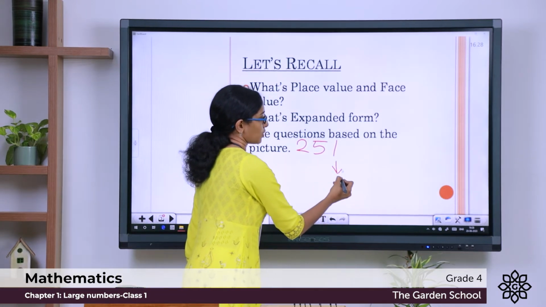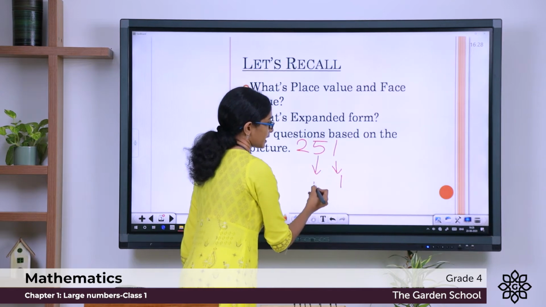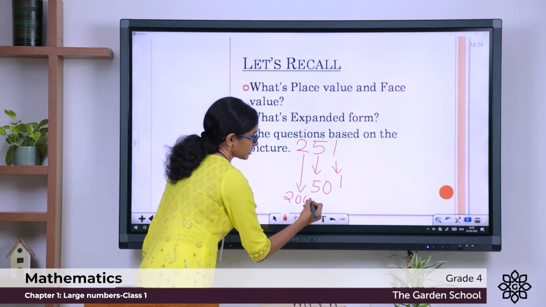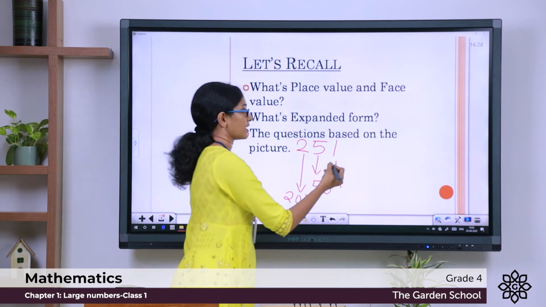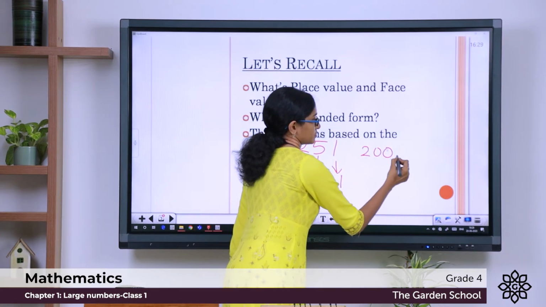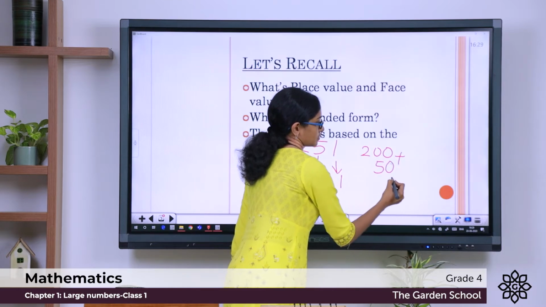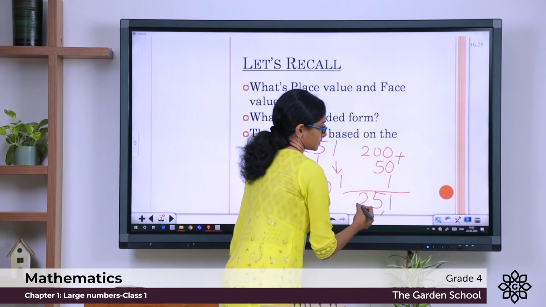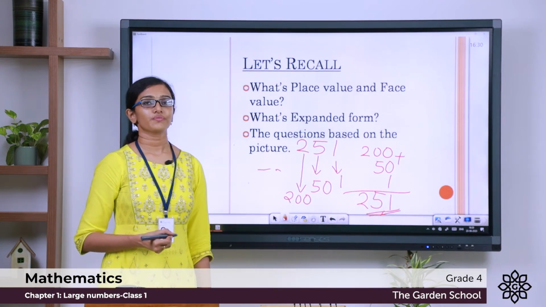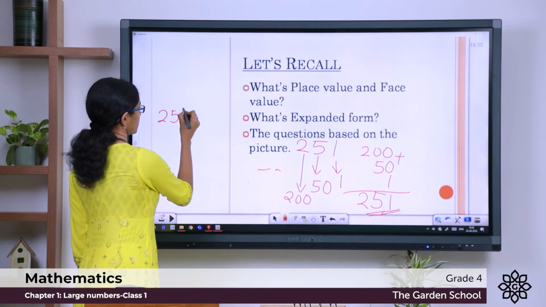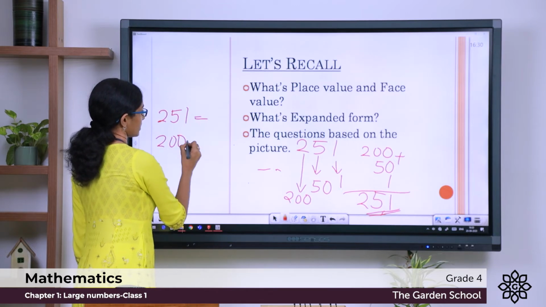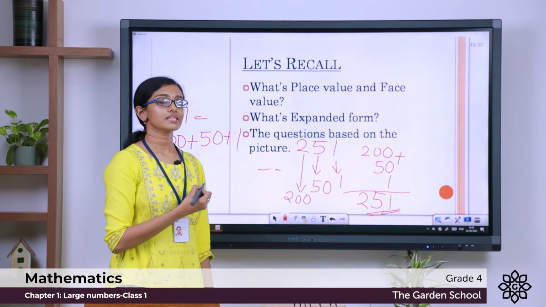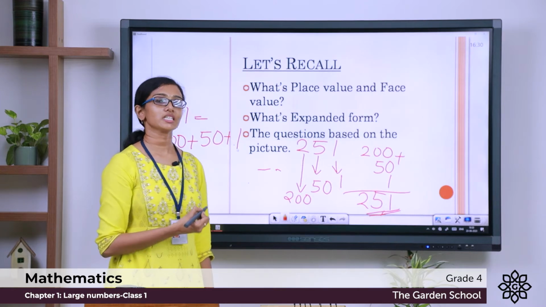Here the place value is 1 ones, which is equal to 1. Here the place value is 5 tens, which is equal to 50. Here the place value is 2 hundreds, which is equal to 200. Now let's add up all these place values. 200 plus 50 plus 1 gives you 251. We can write this 251 as 251 equals 200 plus 50 plus 1. So when you write a number as the sum of the place values of the digits in it, we call it as the expanded form of the number.